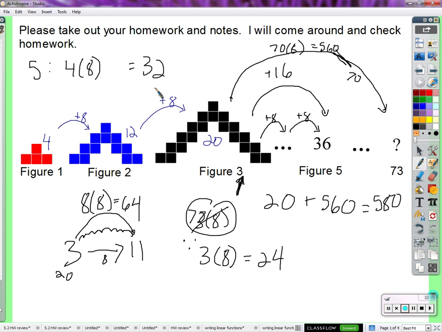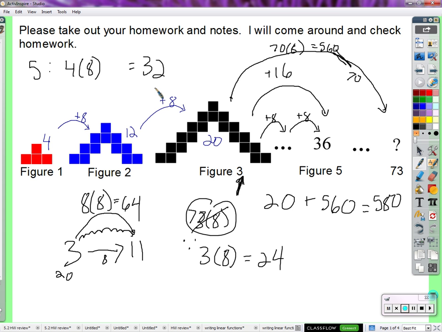But then I'm kind of forgetting about how many blocks are in figure 3. How many blocks are in figure 3? 20. So we have to add those 20 onto the 560 to get our 580, right? Because this times 8 number is just telling me how many to add on. But what do I add it on to? I add it on to whatever figure I started at.